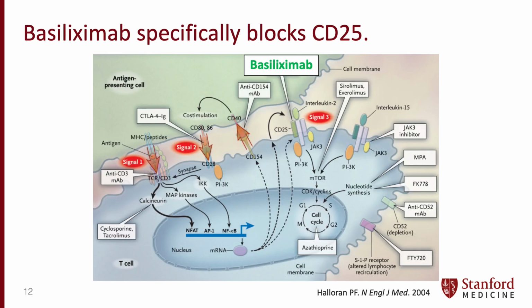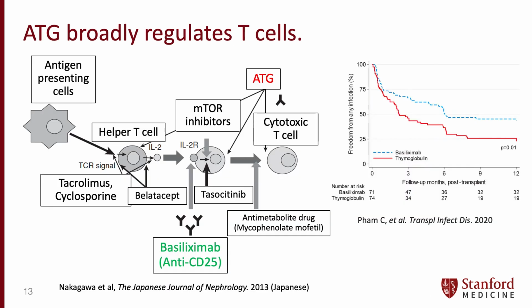Basiliximab is a monoclonal antibody against CD25 and specifically blocks the IL-2 receptor alpha chain on activated T cells, which leads to inhibiting subsequent immunological reaction that plays an important role in developing rejection. In contrast, ATG is a polyclonal IgG and blocks T cell membrane proteins such as CD2, CD3, CD4, CD8, and so on, which results in prolonged T cell depletion.